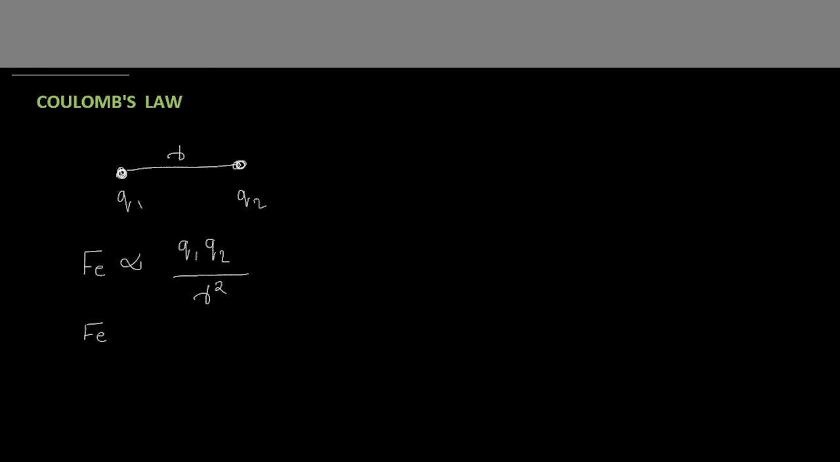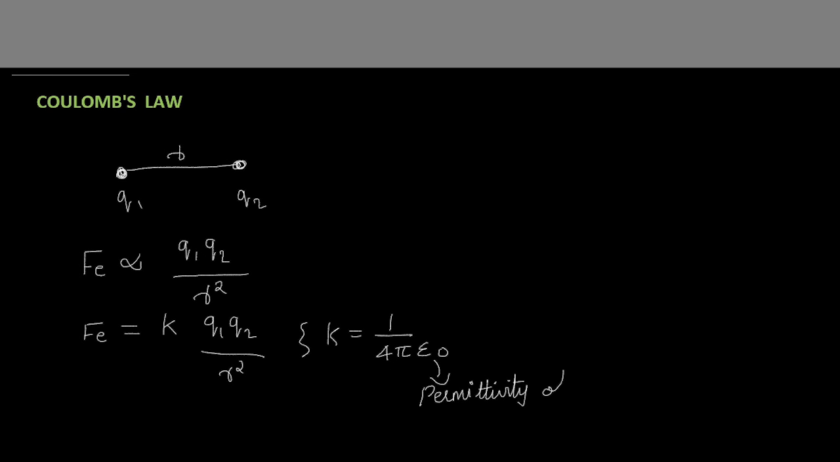So the equation becomes Fe equals a constant K times Q1 Q2 divided by r squared. And this constant K is given as 1 by 4 pi epsilon 0, where epsilon 0 is a constant called the permittivity of free space, and its value is 8.854 times 10 to the power minus 12 Coulomb squared Newton to the power minus 1 meter to the power minus 2.